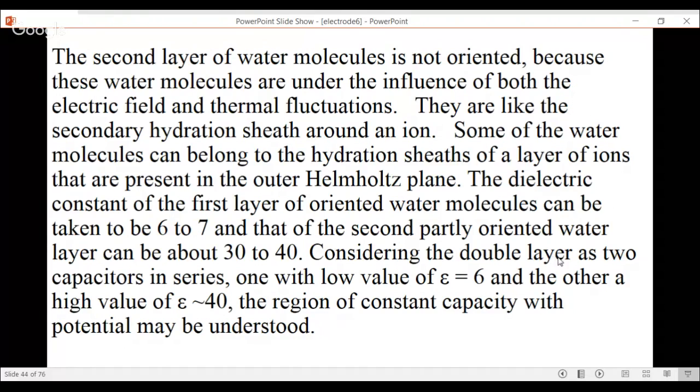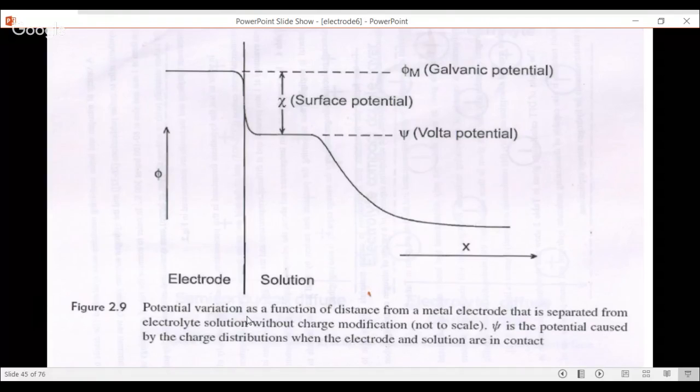Considering the double layer as two capacitors in series, one with a low value of epsilon 6 and the other with a higher value of epsilon 40, the region of constant capacity with the potential may be understood. So now we will look at the electrode-electrolyte interface, how the potential will vary. Now you see the potential in the electrode is steeply coming down.